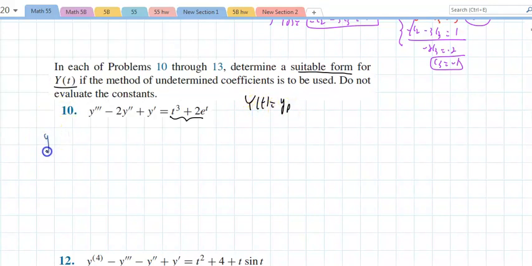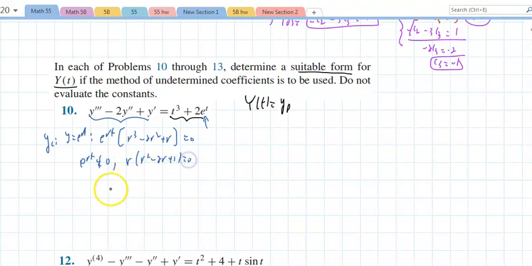I find the complementary first by letting y equal e to the rt, because those have constant coefficients and it's linear. I'll get e to the rt. Again, the only reason I'm finding this is because I need to know if I need to modify this or not. That equals 0. E to the rt cannot equal 0. So it has to be r times r squared minus 2r plus 1 equals 0. I have r equaling 0. And this is r minus 1 squared equals 0. So r equals 1 with multiplicity 2. Fundamental set: e to the 0 is 1, e to the t, and t e to the t.